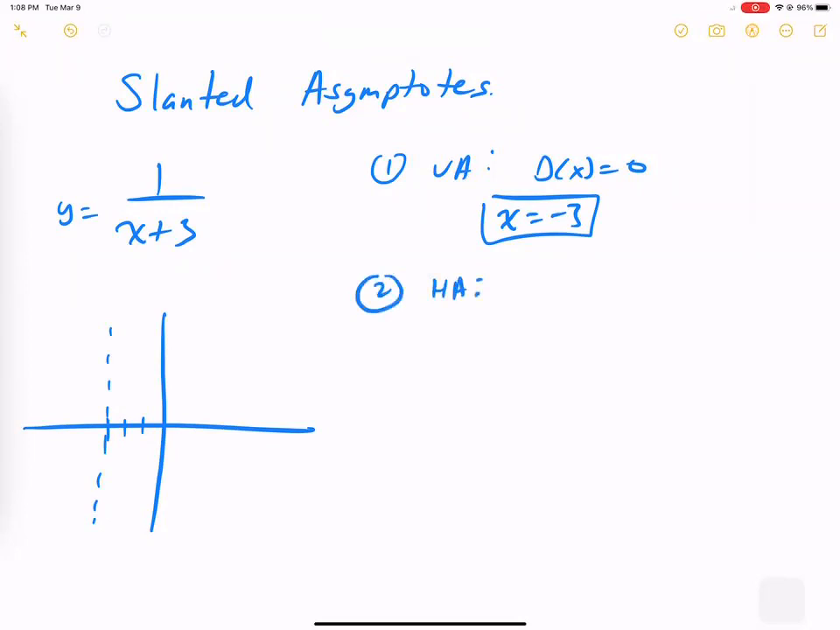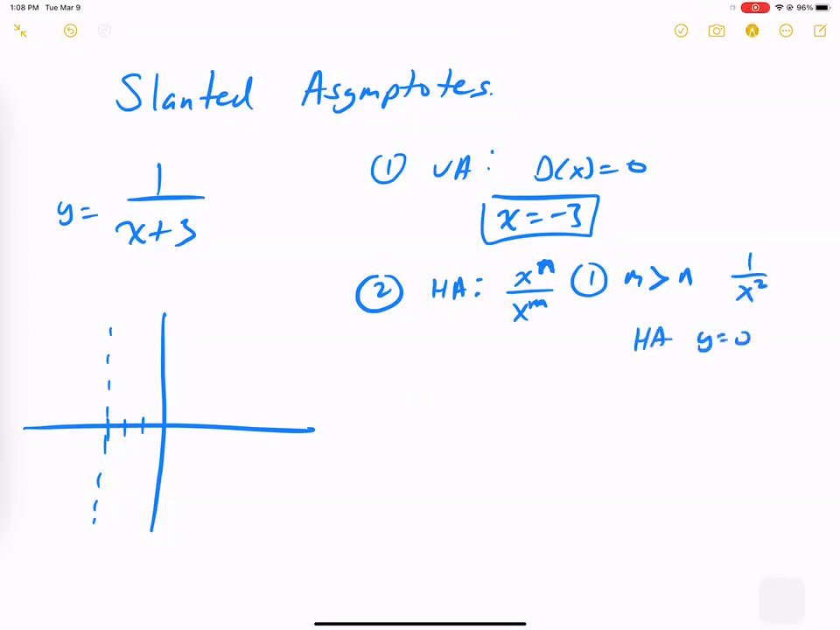Now horizontal asymptotes, we have 3 rules. Is the top bigger, the bottom bigger, or are they the same? So let's do the easy one first. Let's use x to the n on top and x to the m on the bottom. So if m is greater than n, rule number 1, that means 1 over, let's say, x squared, the bottom is bigger. Our horizontal asymptote is y equals 0.